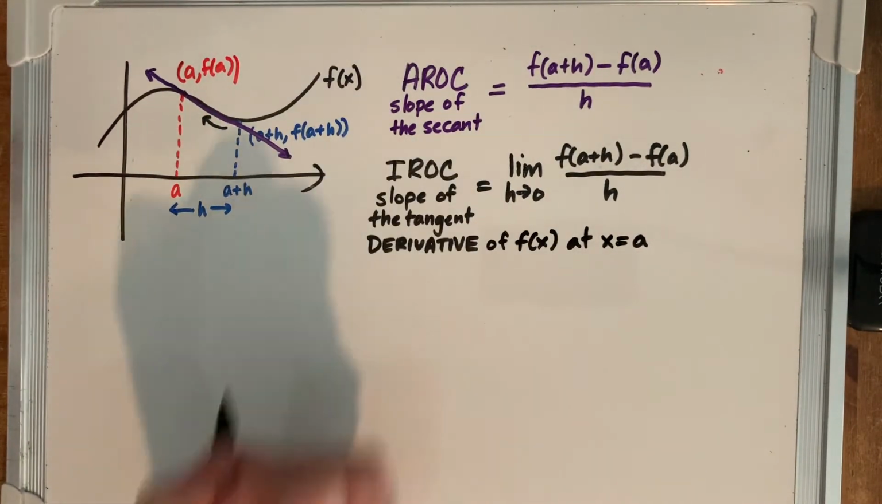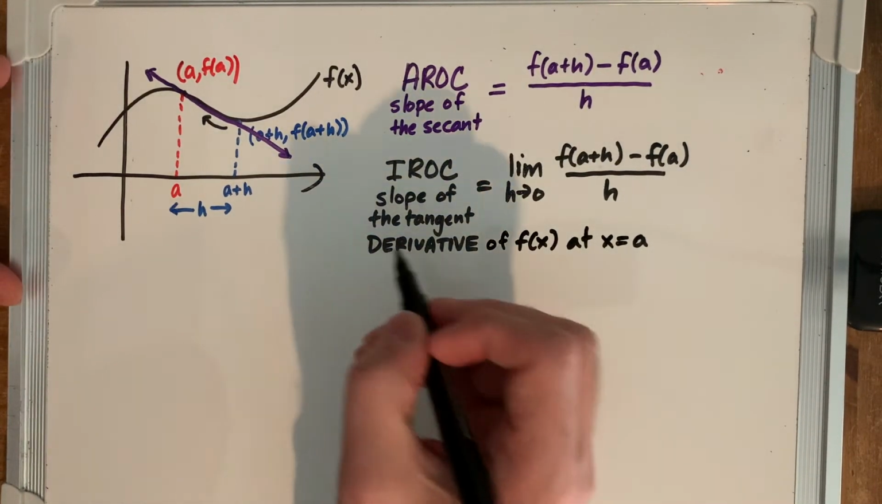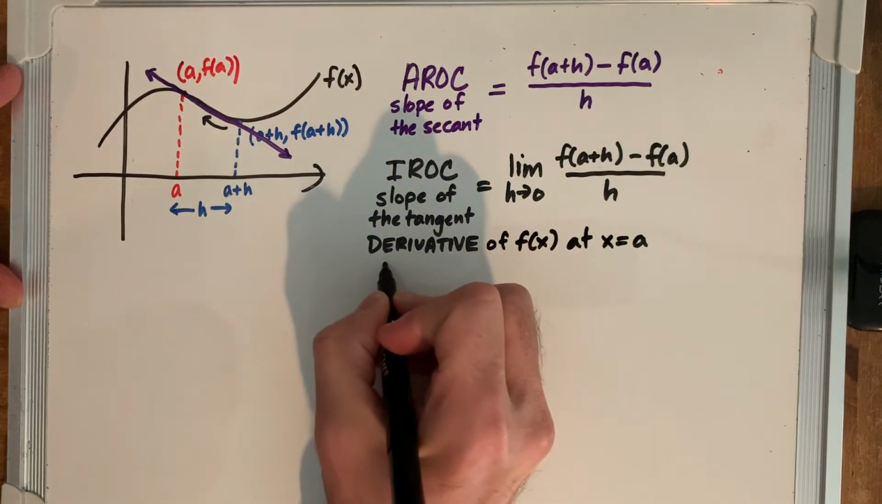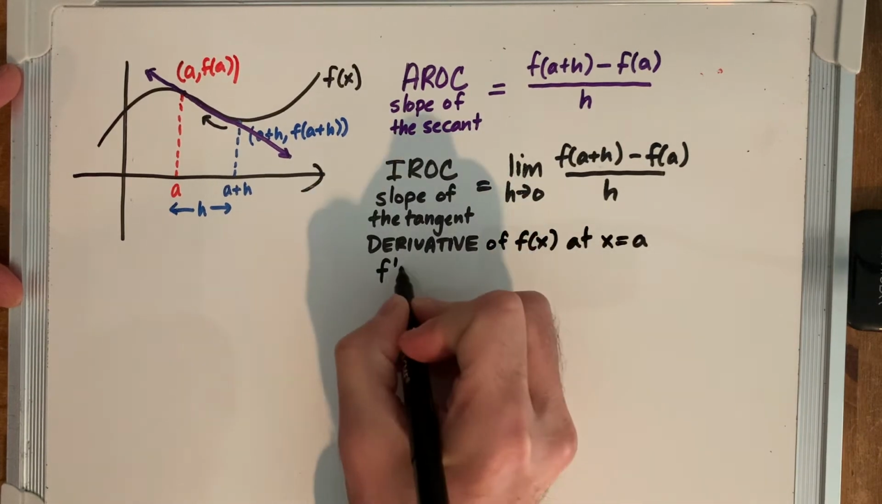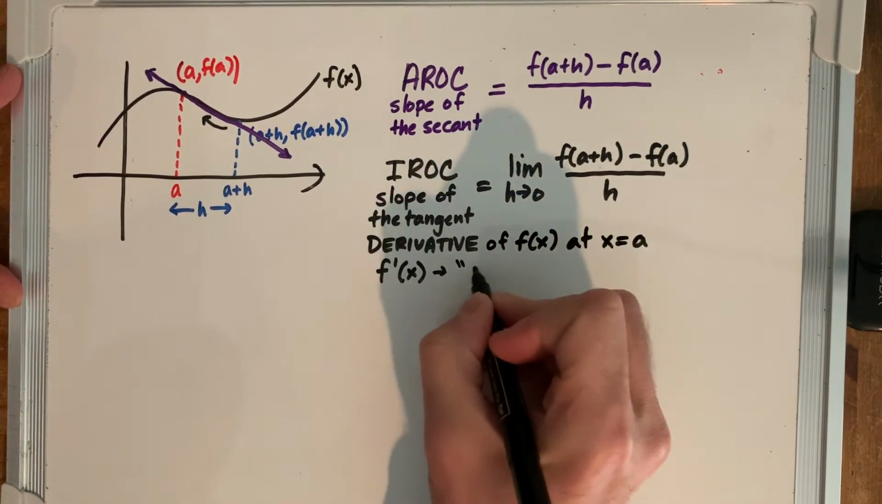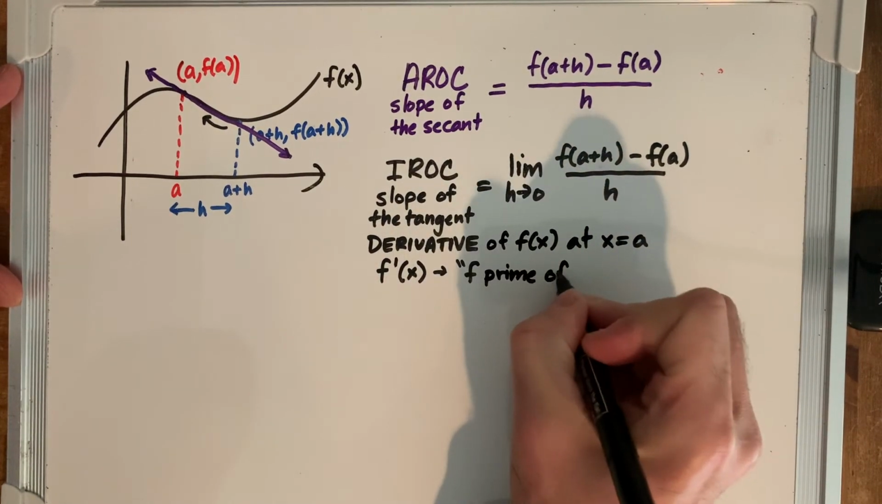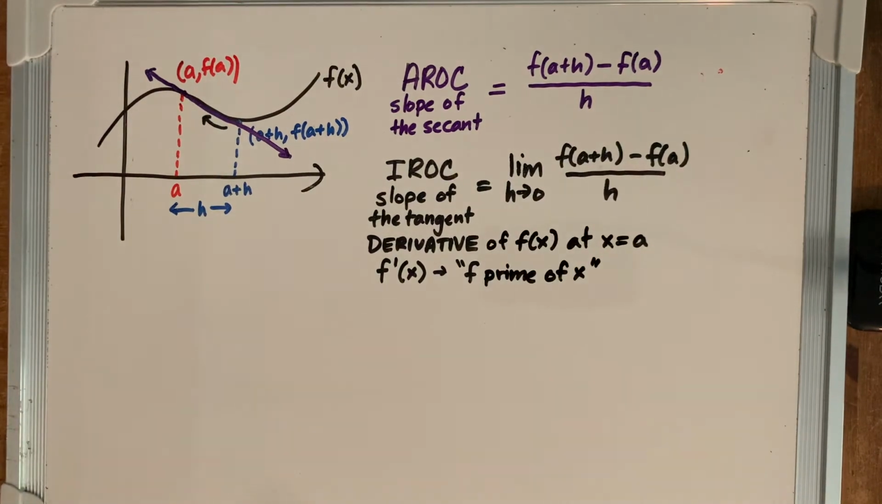Okay, all of these are the same: instantaneous rate of change, slope of the tangent line, derivative of f of x. And a short way to write the derivative of f of x is f with a little tick mark of x, which when we say it is f prime of x. Okay, so this is one way that we can attack it.